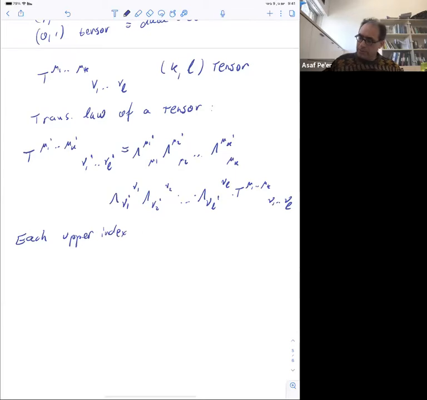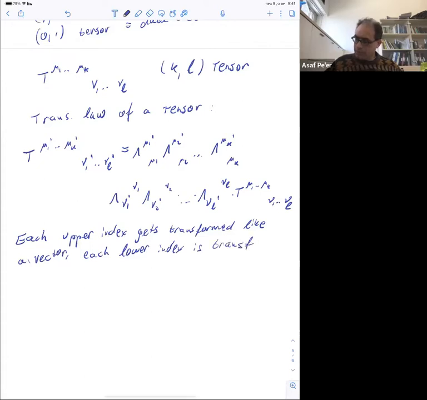Each upper index gets transformed like a vector. Each lower index is transformed like a dual vector. Pretty much straightforward, right? You have to agree. You don't have to agree. I hope you agree.